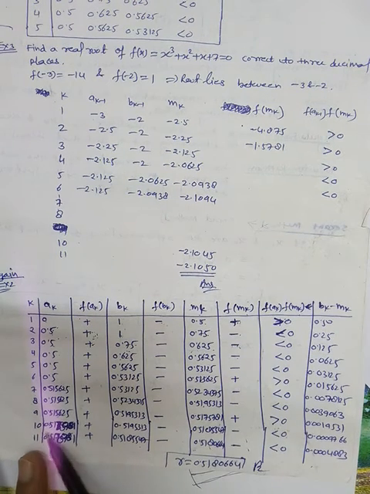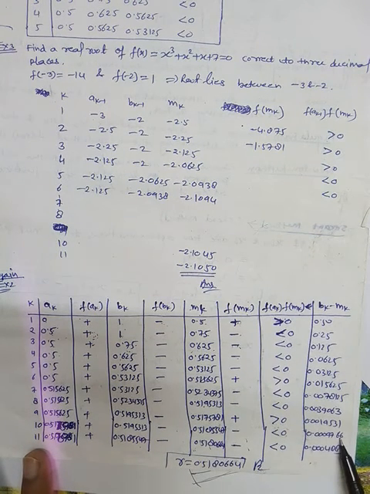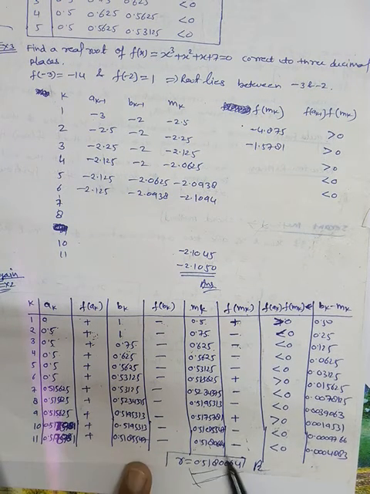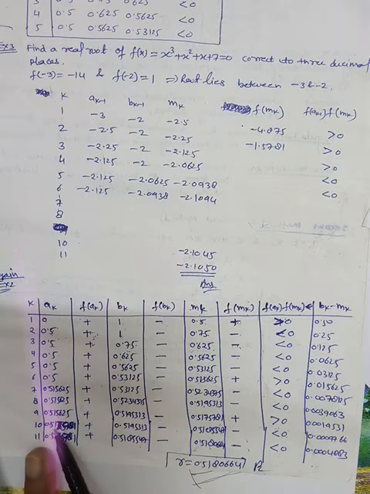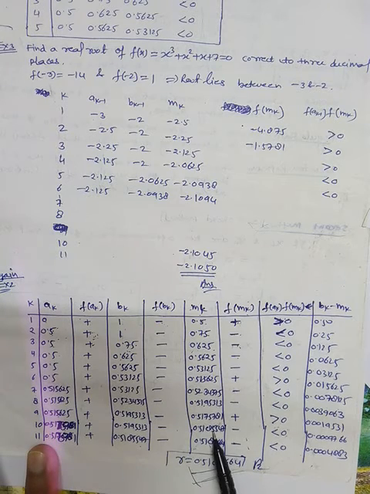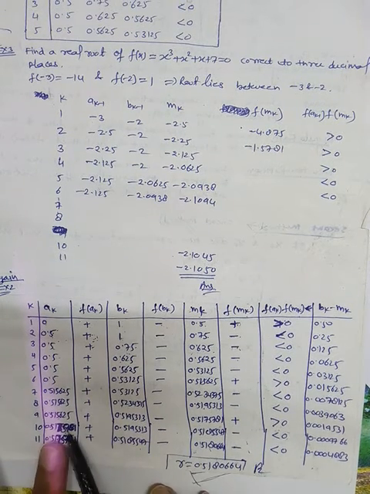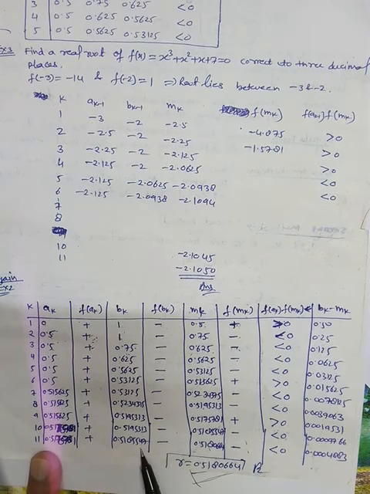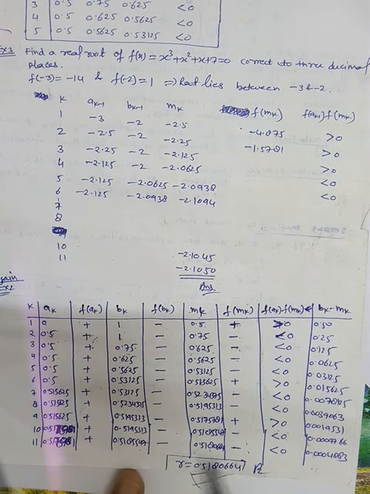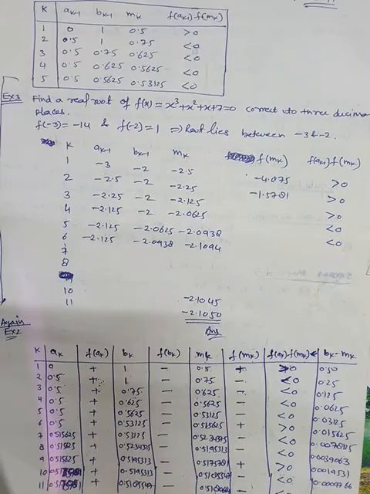So after 10 iterations we have to stop here, and then the final root is basically this. In the 11th iteration we have taken the midpoint only. So this and this is the next interval, and take the midpoint, which is this. So this is the solution. Okay, so I think you understand this method.